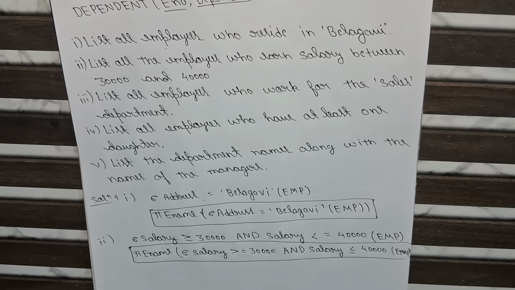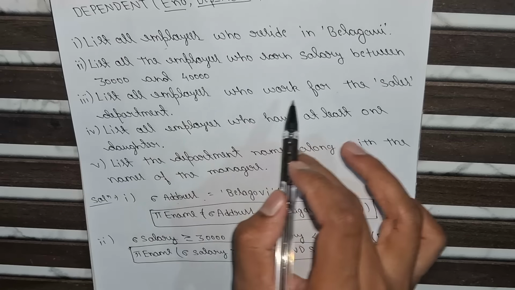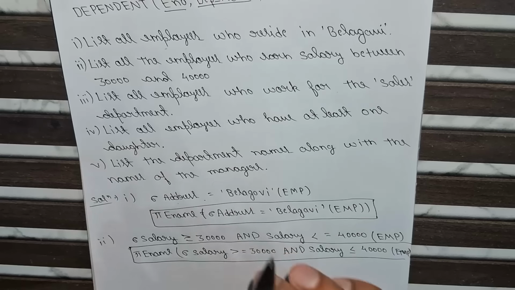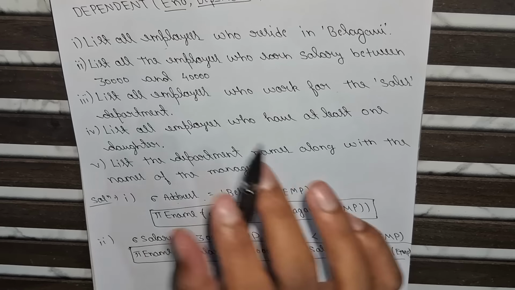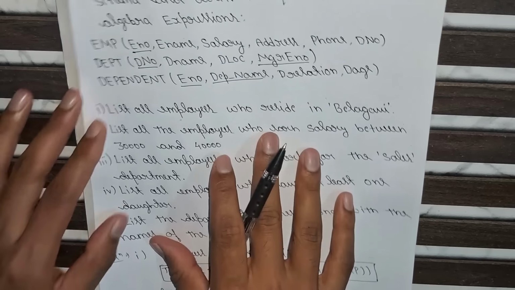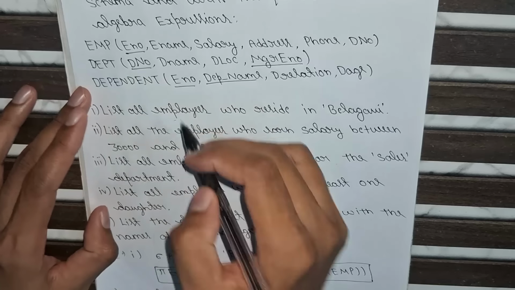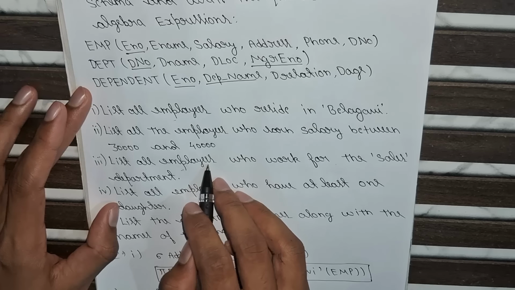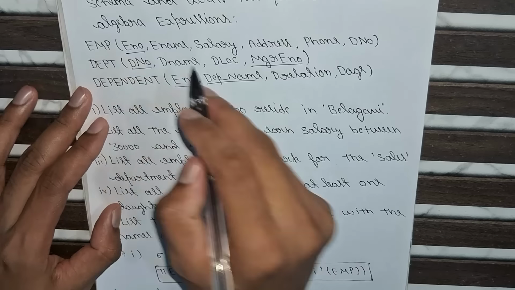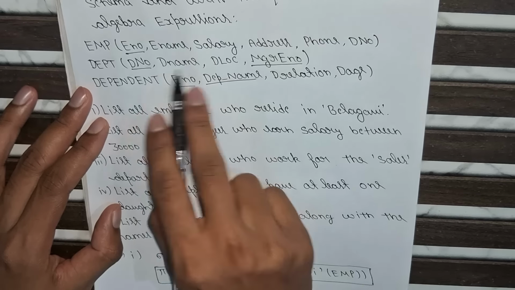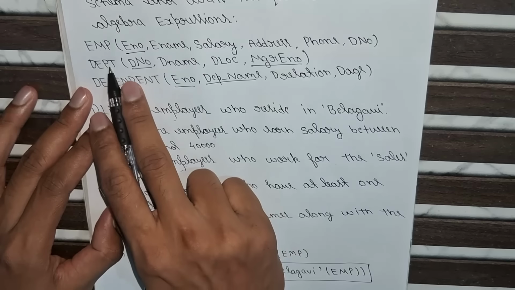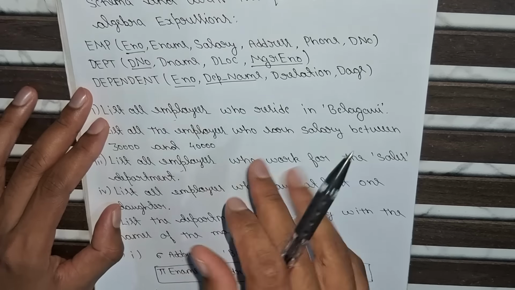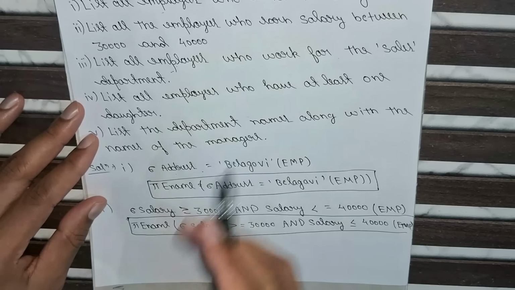Now our third question asks, list all employees who work for the sales department. So first join employee and department. As here we can see that we want the employee's name in the question, so we will use employee. Then again we have to find the sales department, so we again have to join the department. Now for this how will we do?